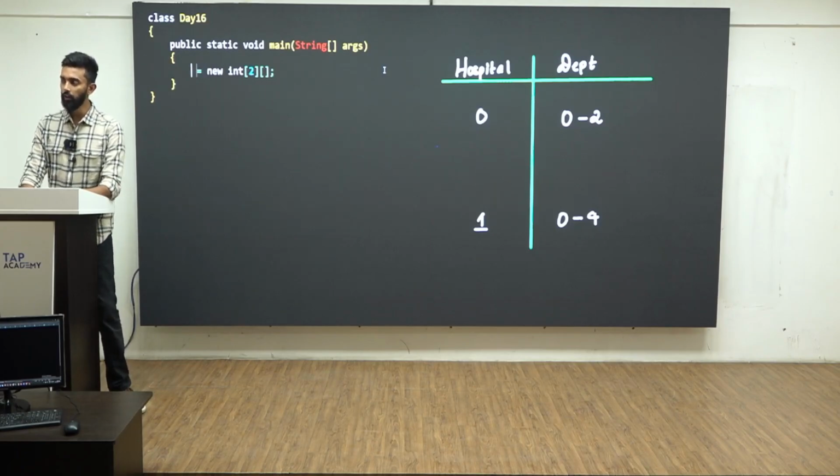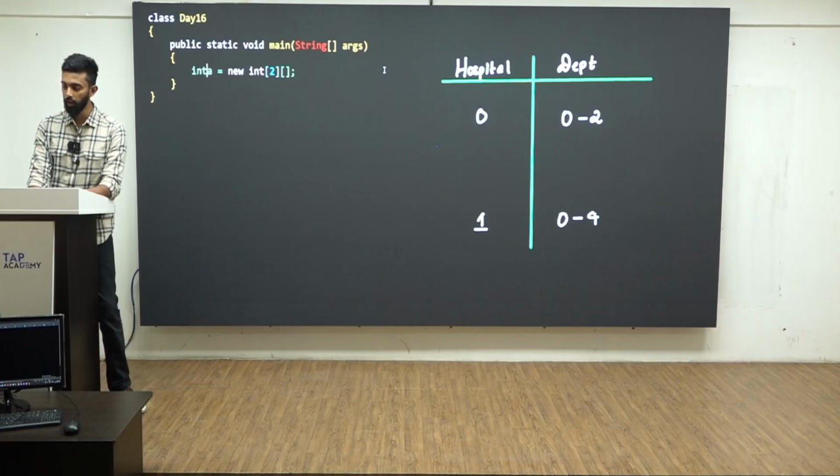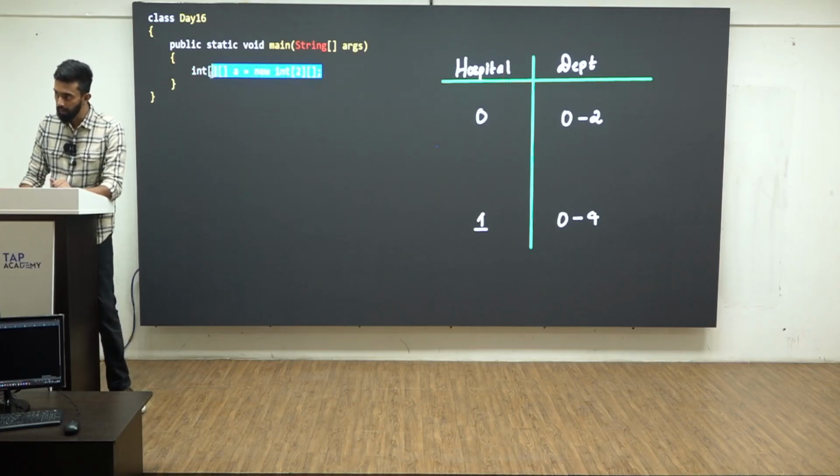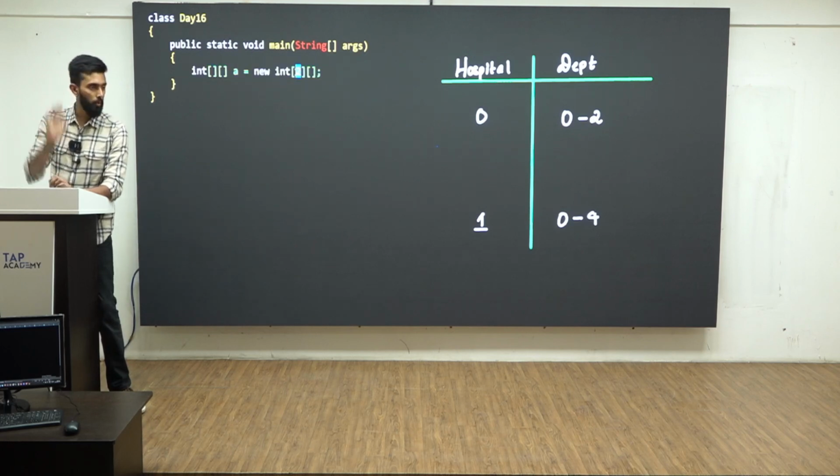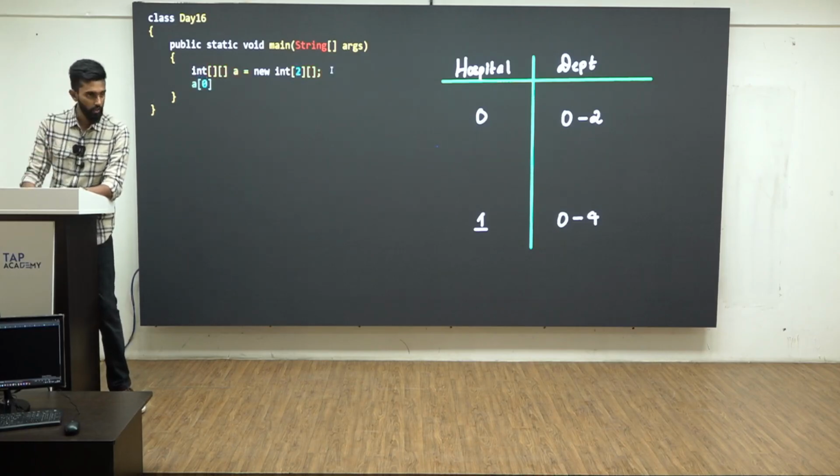Yes? So what I will do is leave it empty. Come here, I will tell assignment, give it a reference, and this is nothing but a 2-dimensional array of integers. Correct? Now this array is incomplete because only 1 dimension information you have provided. So now in the next line I will tell A of 0, which is the first hospital.